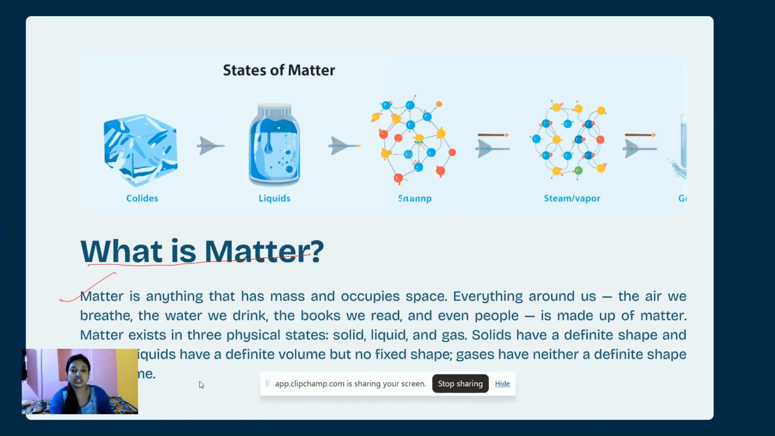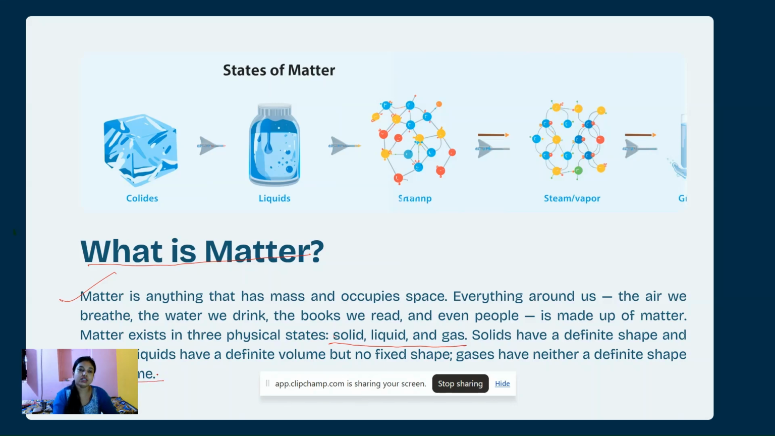So here we know that matter is everything that we see around us. That means the books, the drinks, the people, the trees, the animals, all are composed of matter. And matter has only three states: solid, liquid and gas. Solids have definite shape and volume. If we take an example of any solid like your notebook, your notebook has definite shape and definite volume. Liquids have definite volume but no fixed shape. If we take an example of water, it has a definite volume but no fixed shape. Gases have neither a definite shape nor a definite volume.